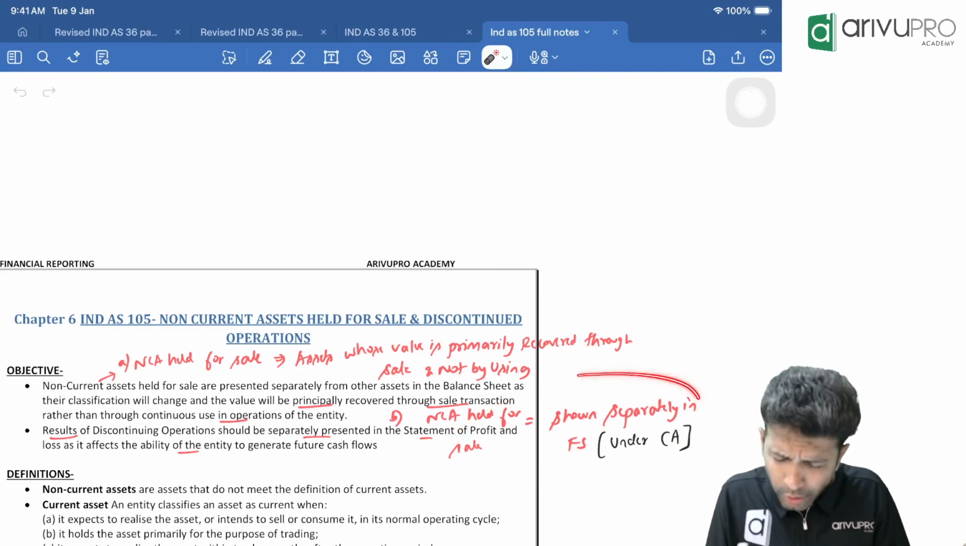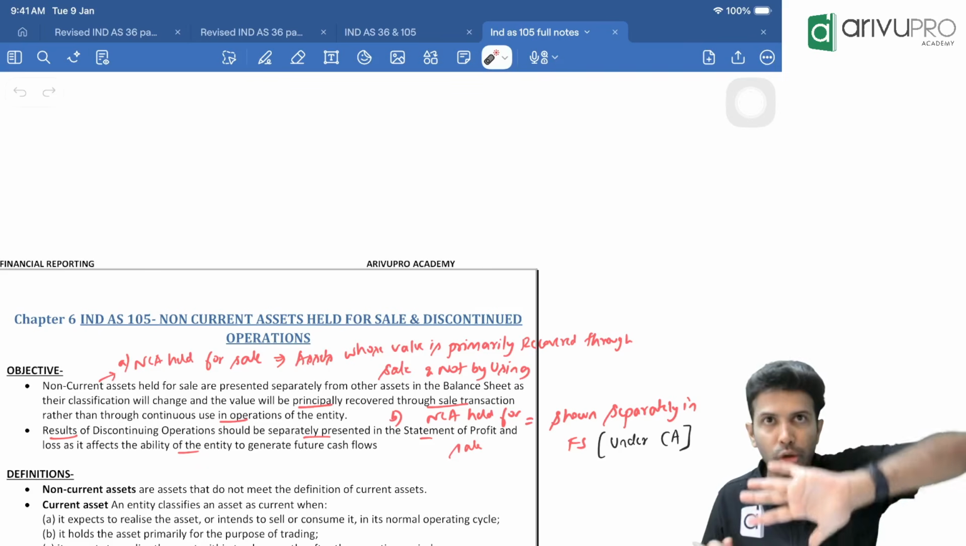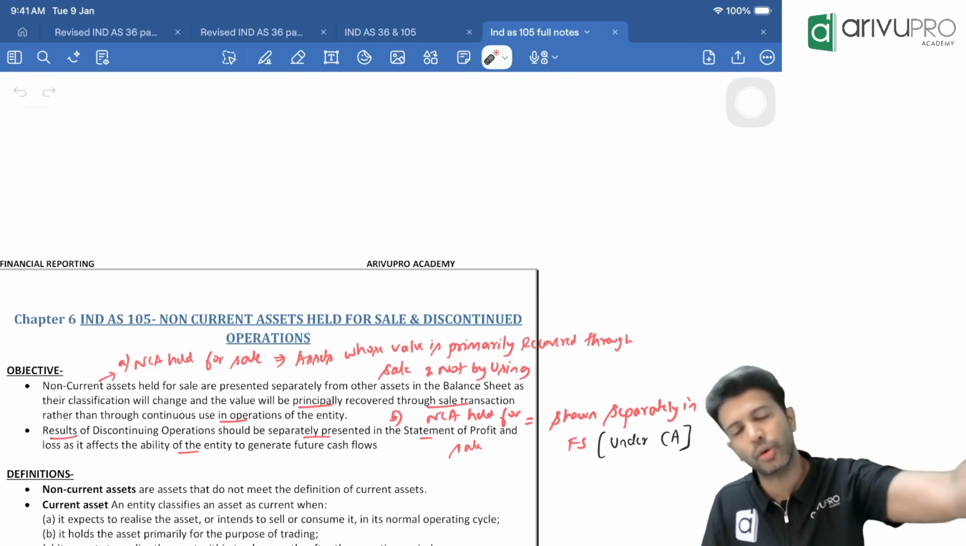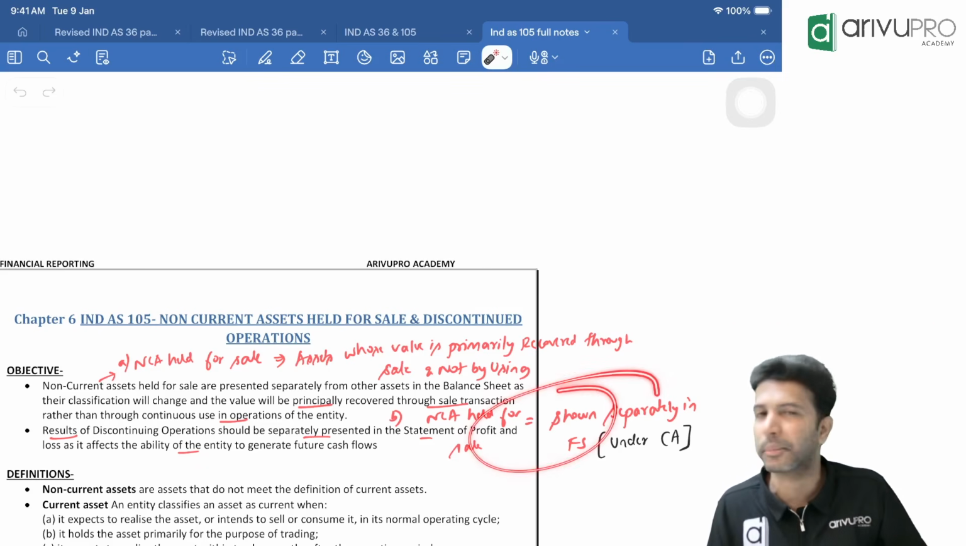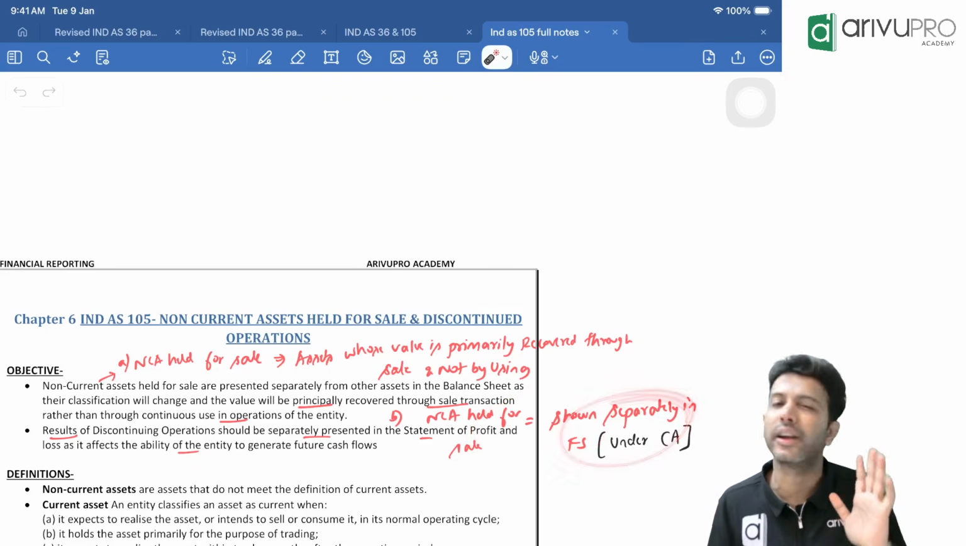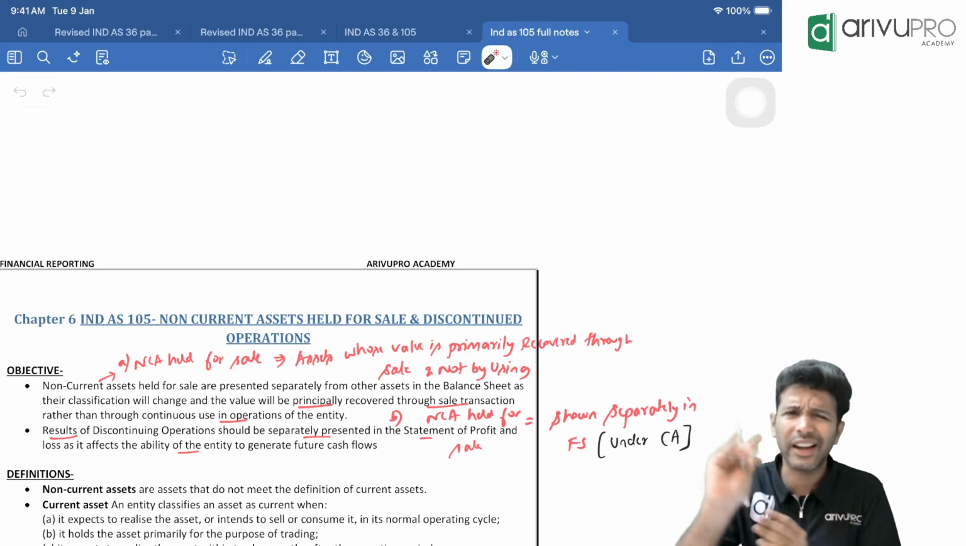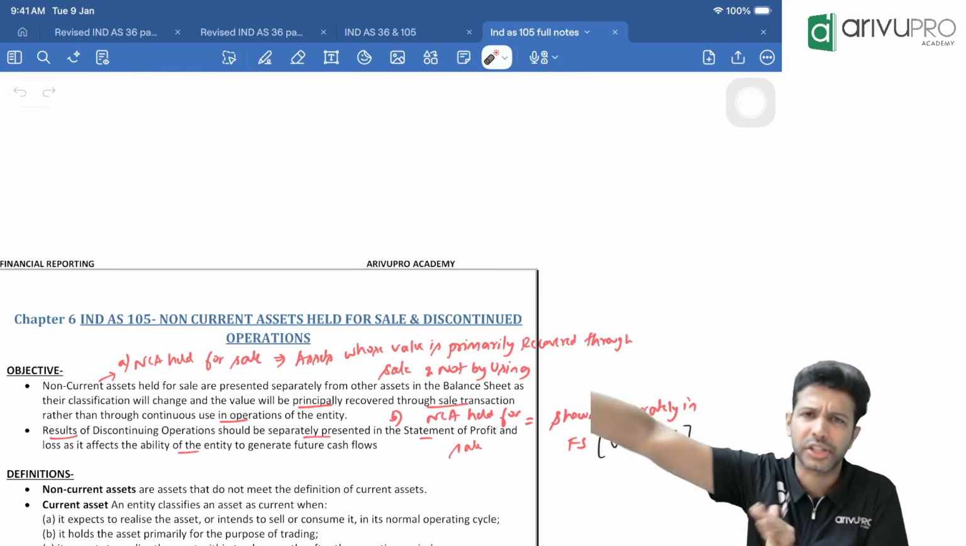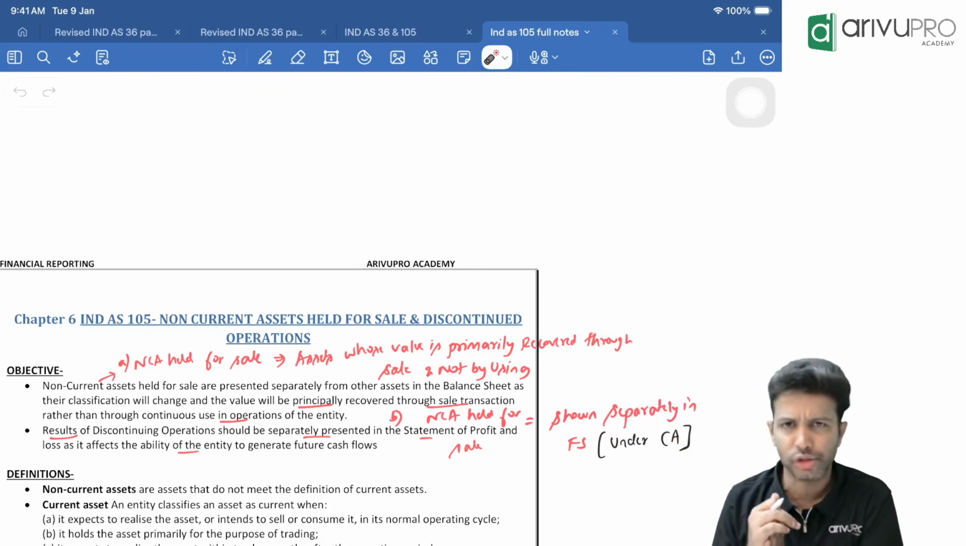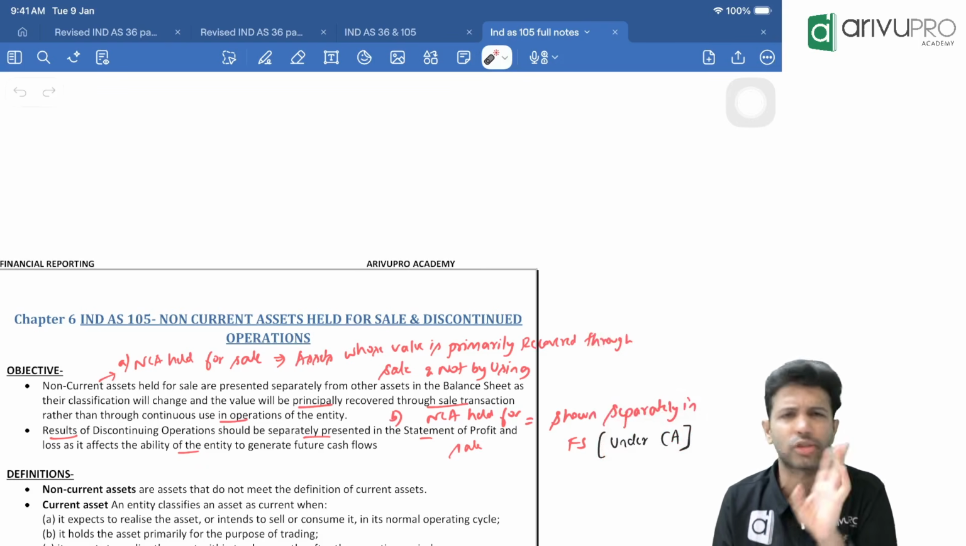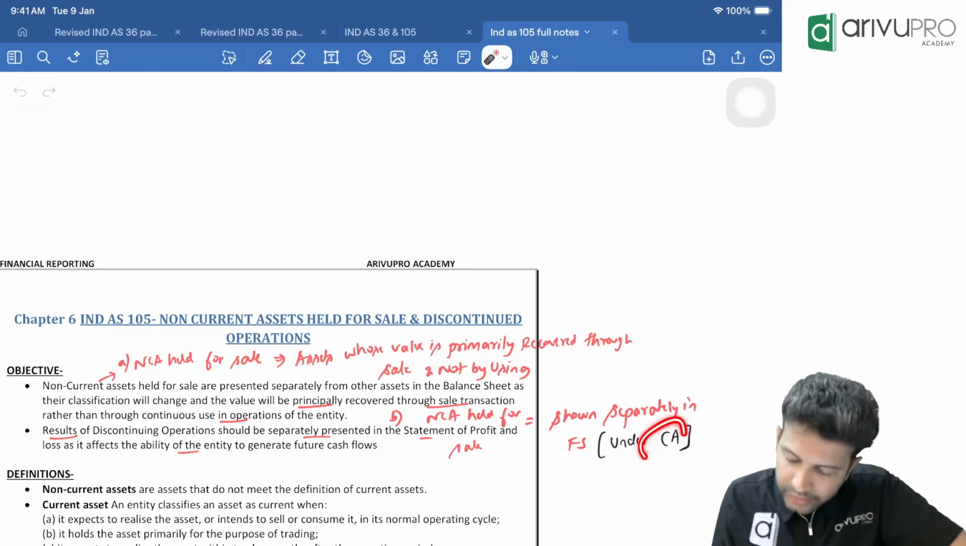Okay, this is more for decision making purpose. So don't show it as PPE or intangible assets. Show it as a separate category in your financial statement. Usually we show it under current assets. Okay, fine. But the standard says you need to show it separately in the balance sheet. You can make a separate category. But usually if you check annual reports, they show such assets under current assets.